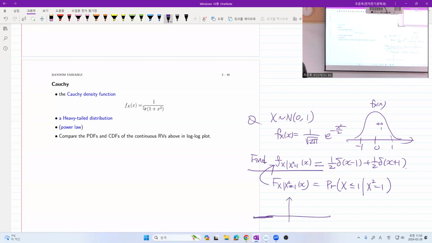And you can show that it looks like all 0 up to -1. And you have a jump, sorry, a jump discontinuity to 1/2, and you have another jump to 1. So this is the conditional CDF of this Gaussian distribution conditioned on x squared equals 1. You differentiate this one to get that one. Got it? This is the idea. So try to do this exercise. Got it?